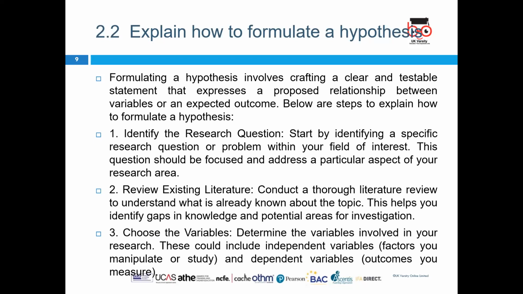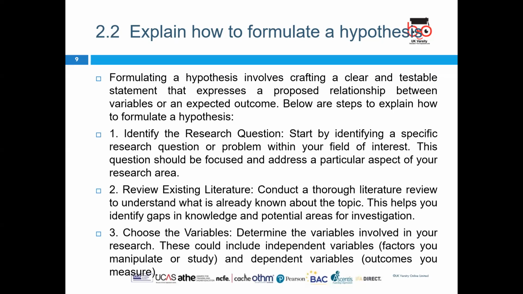So next we look into an explanation on how to formulate a hypothesis. Formulating a hypothesis involves crafting a clear and testable statement. You should be totally aware that when you are formulating a hypothesis, you should have variables, and then you should work towards testing the relationship between the variables, and it expresses a proposed relationship between variables or an expected outcome. So that is the main purpose of hypothesis testing.